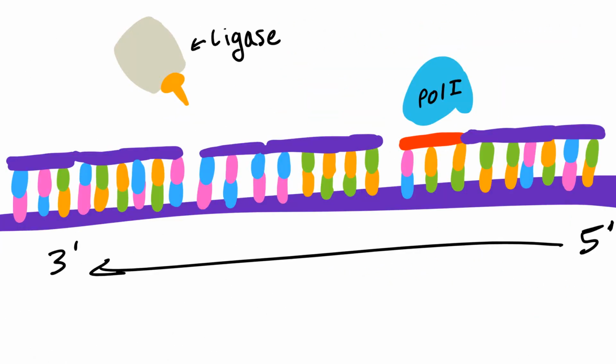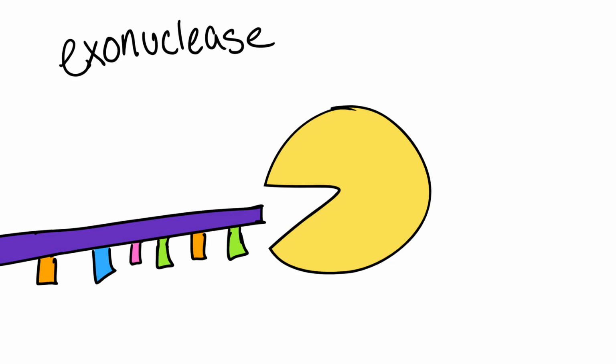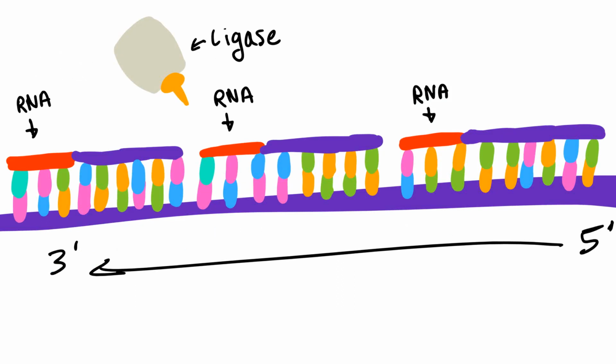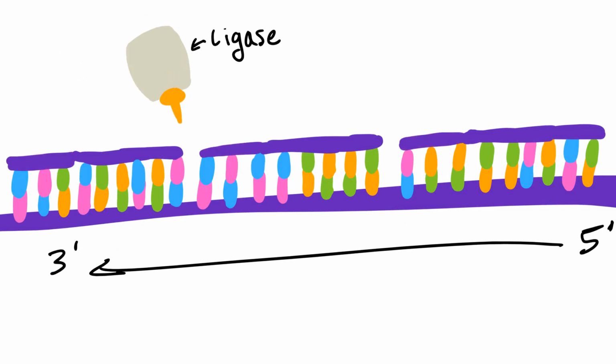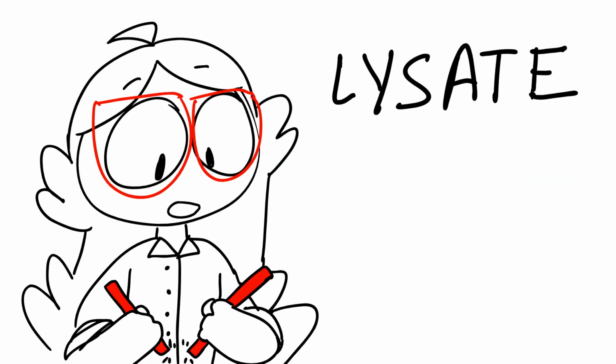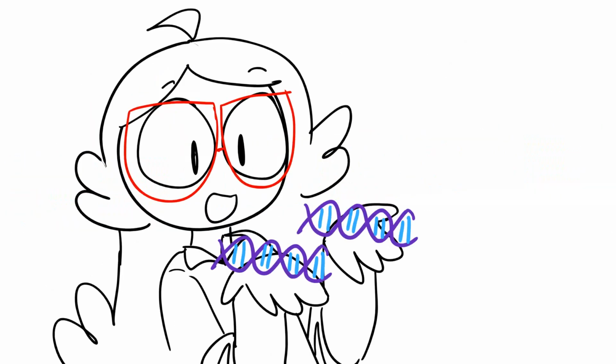When DNA is built, the primers are replaced with Pol 1 exonuclease activity. Exonuclease eats from the ends of DNA as opposed to endonuclease, which can eat the DNA from the middle of it. After the primers are replaced with proper DNA, then ligase comes in. Ligate means to stick or put together, not to be confused with lysate, which means to break or take apart. Ligase seals the spaces between the Okazaki fragments. And then you've got replicated DNA!